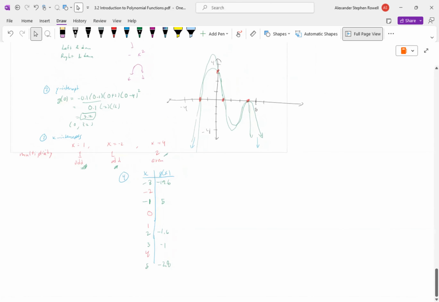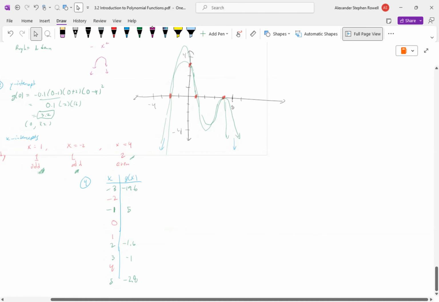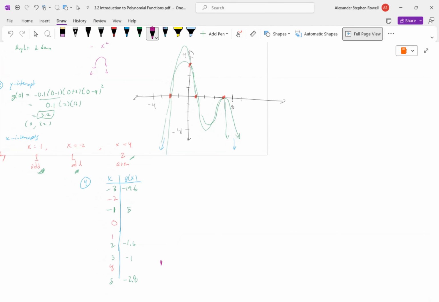So we want to plot these ordered pairs. I'll plot them in purple. Okay, negative 3, negative 19.6 is down here, so I'm not going to plot that one. Negative 1, 5 is up here. 2, negative 1.6 is about here. 3, negative 1 is about here. 5, negative 2.8 is about here. So you can see my graphs were all over the place.